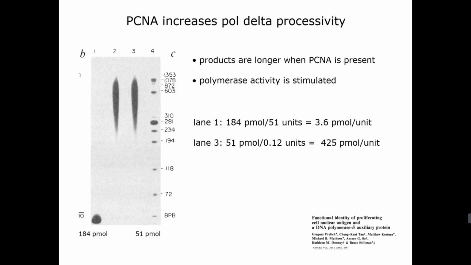Okay, so first what I want to do is actually show you a really neat little experiment that demonstrates what the sliding clamp can do to a polymerase. And this is what's actually shown here. So we have a plot that's off to the left. And it's basically a DNA polymerase assay. And the polymerase that's being tested is actually polymerase delta. And that's, again, a eukaryotic replicative polymerase.